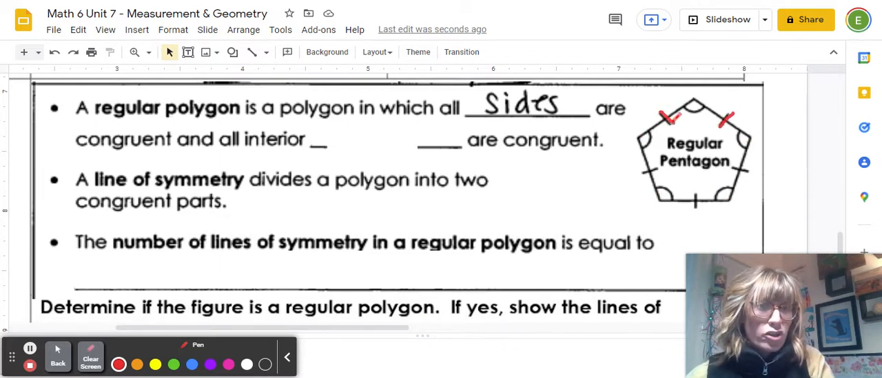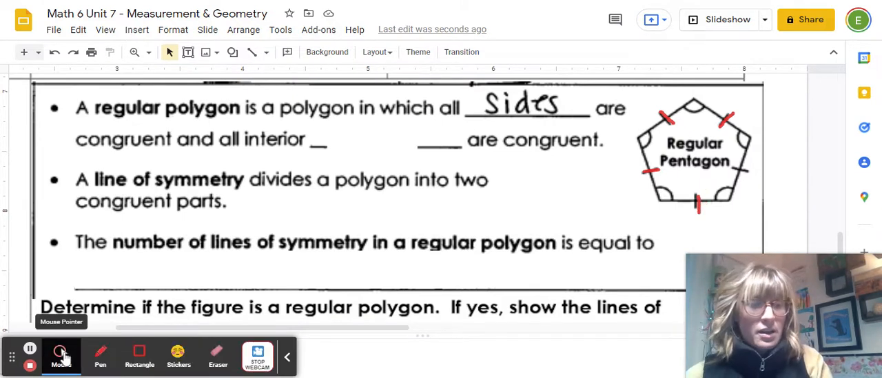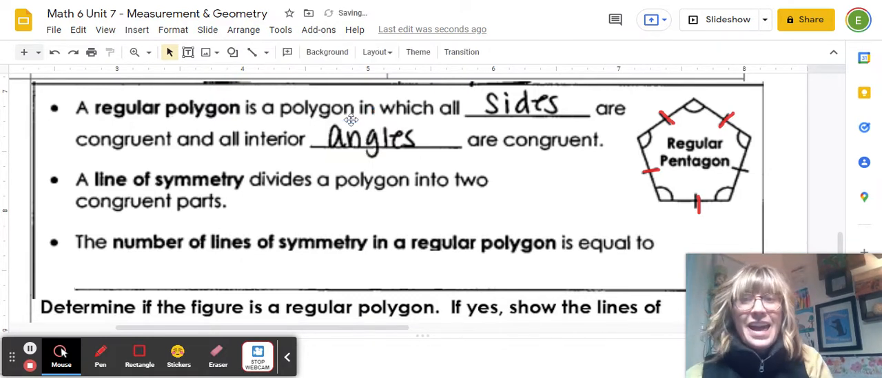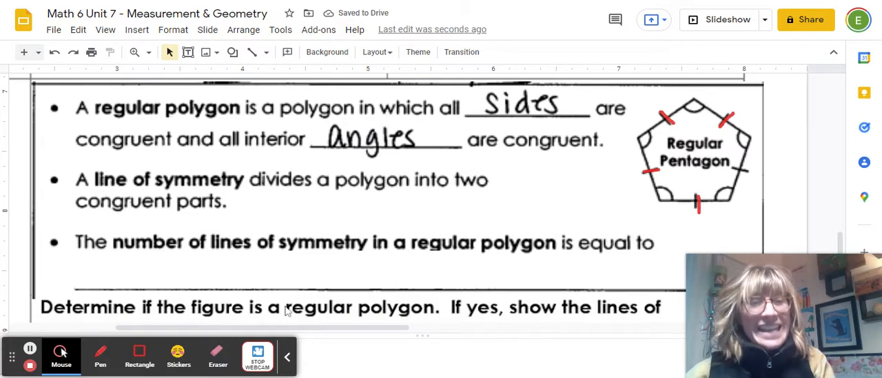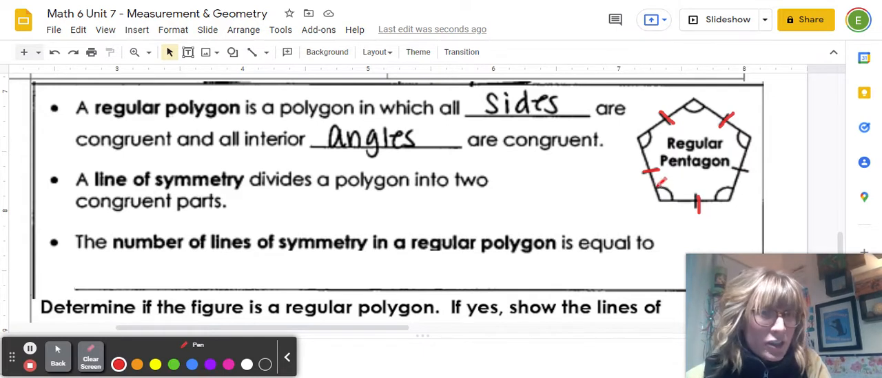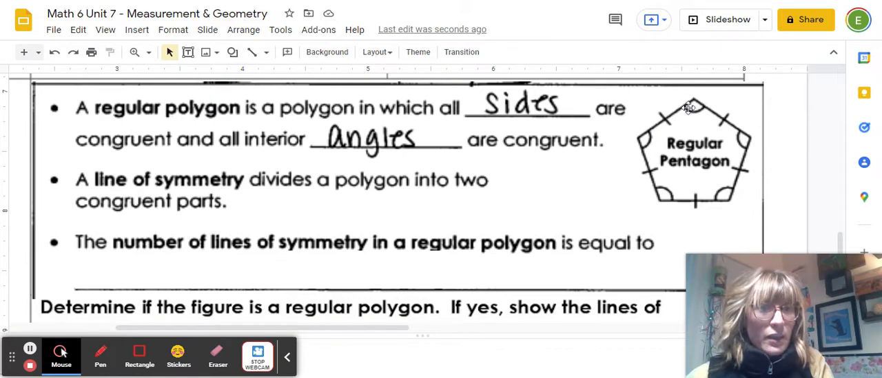You can see that they're all marked with this one hash mark. The one hash mark is telling you that they're the same length, whether that be 7 meters or 12 inches or whatever it might be. In a regular polygon, it is also saying that all of the interior angles are congruent. Interior meaning inside of the polygon. There are interior angles here, but there are exterior angles that go on the outside. We're not concerned with that here. We're just thinking about the interior angles. And in this case, we know that they're equivalent.